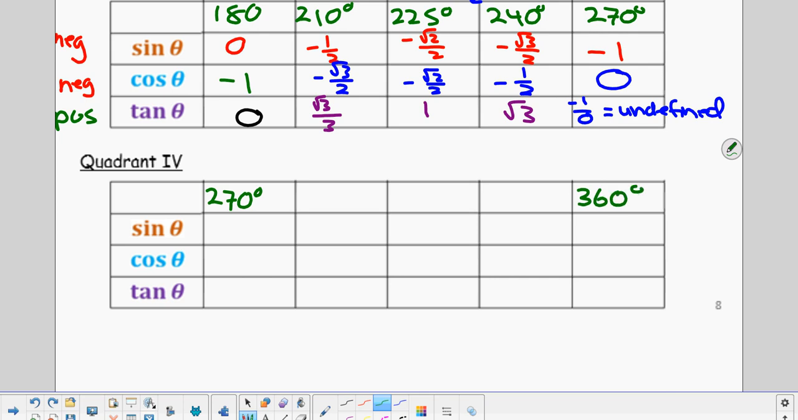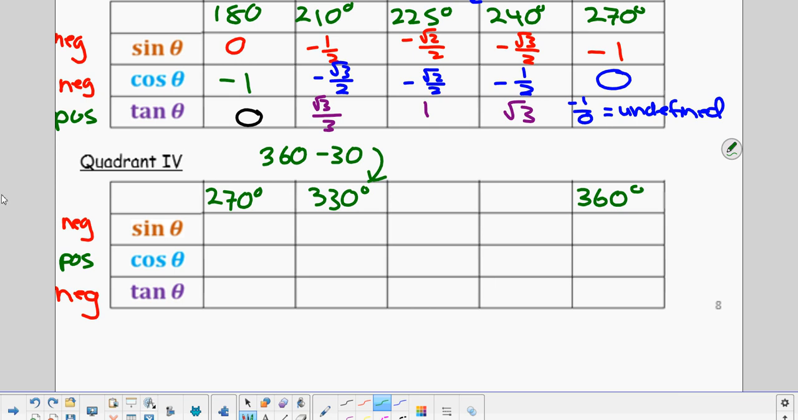Oh yeah, in quadrant 4, is sine positive or negative? Negative. What about cos? And what about tan? Because it's sine divided by cos, isn't it? And what's our angle going to be for the 30 degree triangle? 330. How do you get 330 degrees? You subtract 30 from 360. I'll just show you quickly why that's the case.